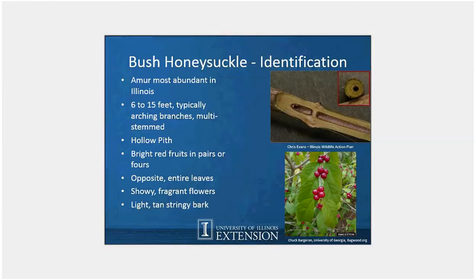And of course, when you're looking at them and trying to figure out how are they different? Our invasive honeysuckles usually get 6 to 15 feet, usually are multi-stemmed. And the big thing is if you cut into the older stems, and if you look at the picture at the top right, you see that hollow center, and that's a hollow pith. The invasive species on older stems have that hollow pith.